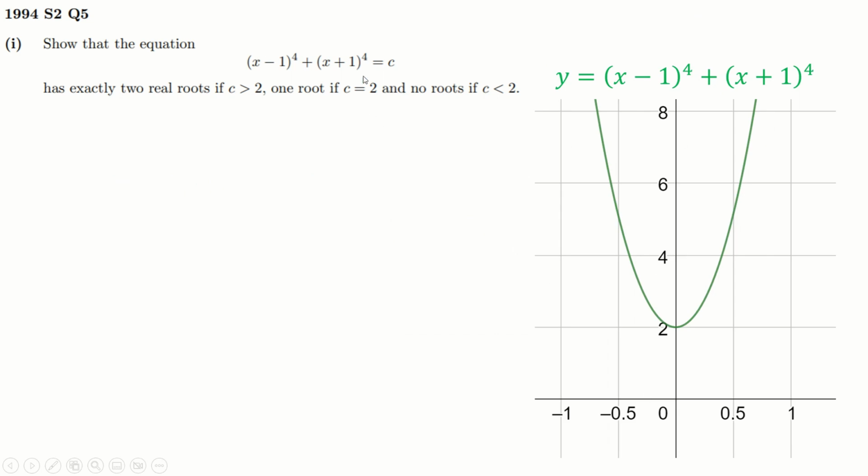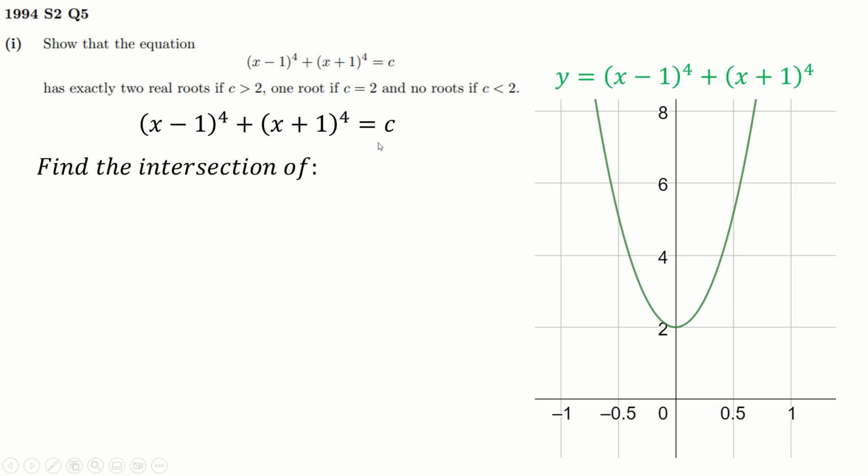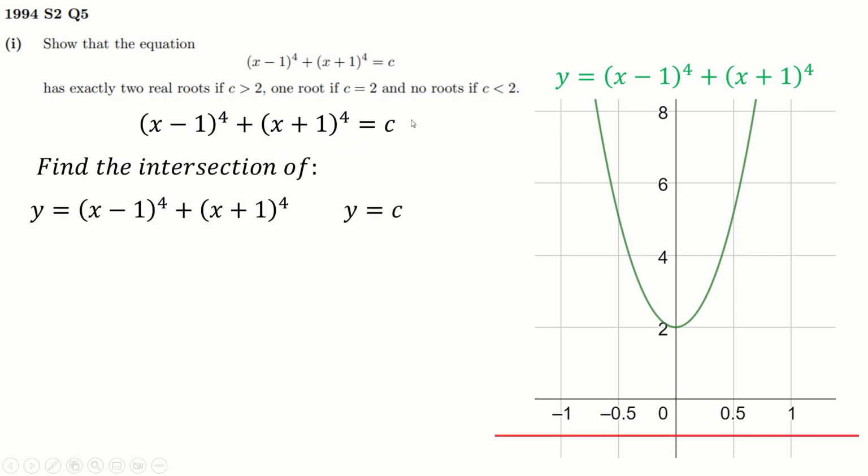Anyway, now we have this graph needs to equal some value c. So to deconstruct this, all we're really asking is, when does this graph, the one I just drew, intersect the graph y equals c? Because if we were asking this, we would just set these equal to each other and get this. Well, the graph y equals c is just a horizontal line, right? Like this.